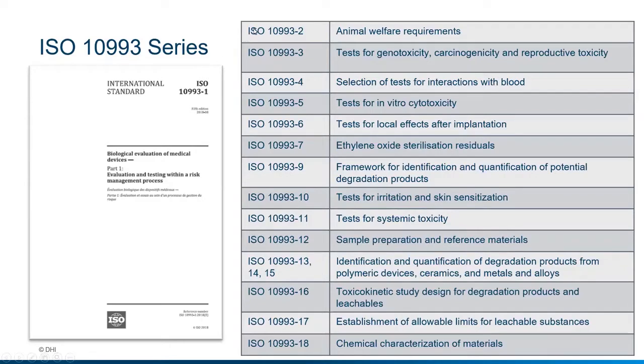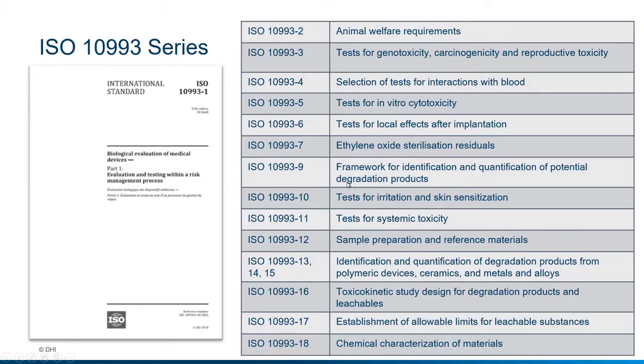But there's also a series of substandards in the series covering topics such as animal welfare requirements, how to test for genotoxicity, carcinogenicity, and reprotoxicity, tests for interactions with blood, which is quite important if you have devices that contact the blood path, tests for in vitro cytotoxicity, tests for local effects after implantation. So if your device is implanted, you need to consider that standard. Residuals after ethylene oxide sterilization.